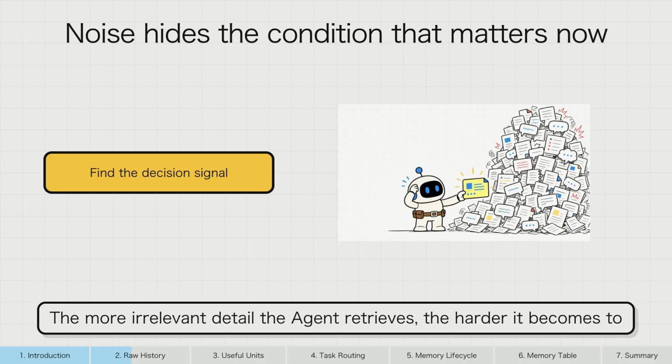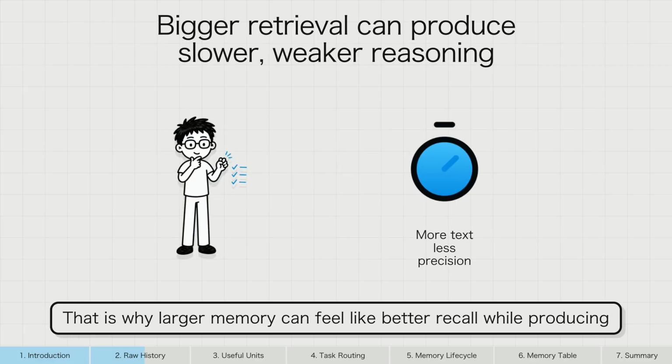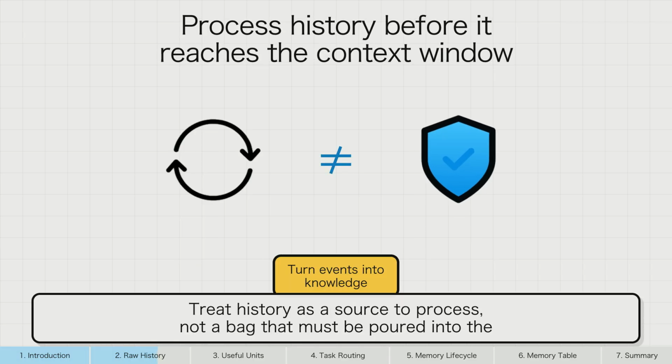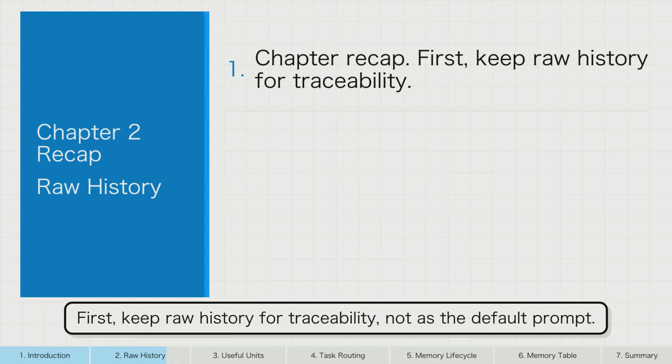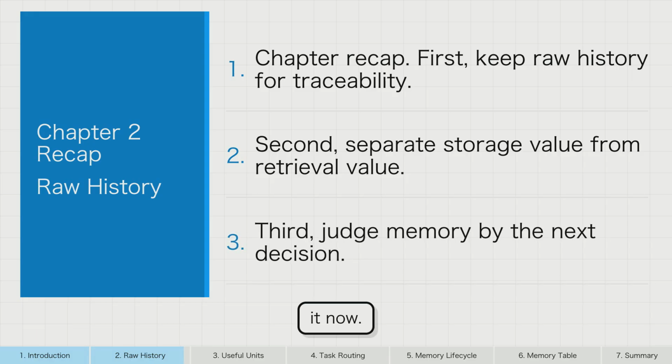The more irrelevant detail the agent retrieves, the harder it becomes to identify the condition that actually changes the current answer. That is why larger memory can feel like better recall while producing slower, less reliable reasoning. Treat history as a source to process, not a bag that must be poured into the next context window. Chapter Recap. First, keep raw history for traceability, not as the default prompt. Second, separate the value of storing an event from the value of retrieving it now. Third, judge memory by whether it improves the next decision.